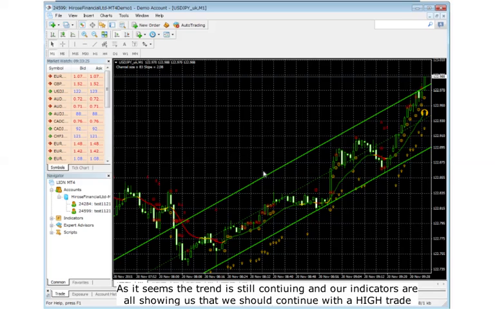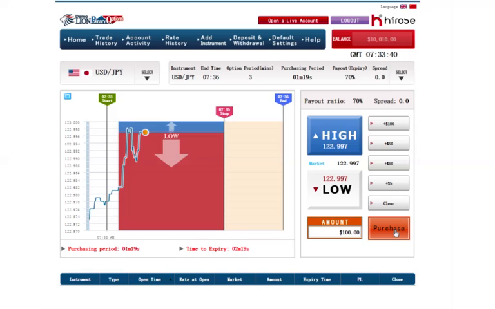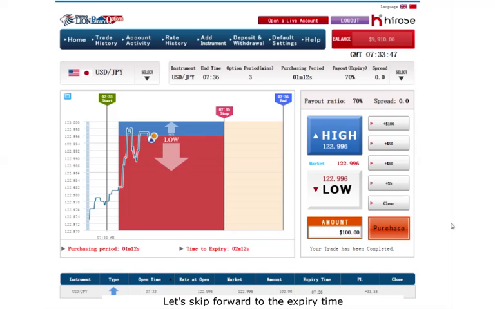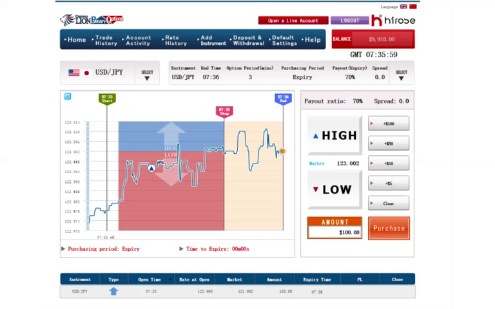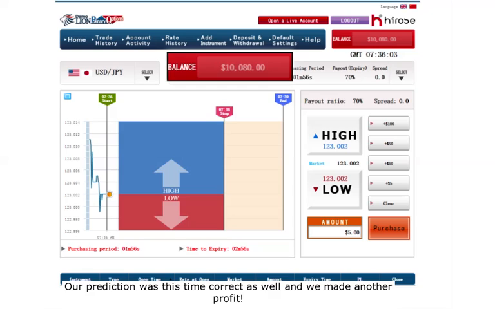As it seems, the trend is still continuing and our indicators are all showing us that we should continue with the high trade. So we decide to use this chance to place another high trade. Let's skip forward to the expiry time. Our prediction was correct this time as well and we made another profit.